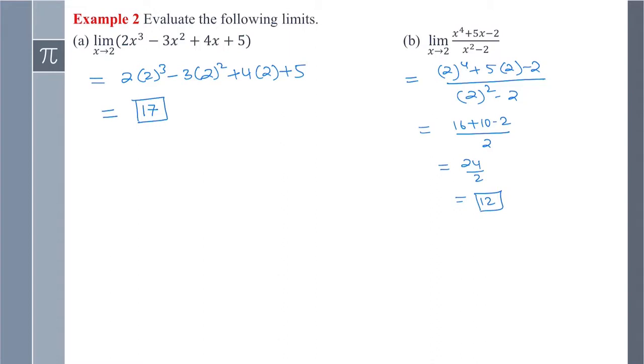So for any polynomial or rational function, we can do a direct substitution to find the limit. For a rational function, we just have to check the denominator. If we get a 0, then we cannot do a direct substitution.